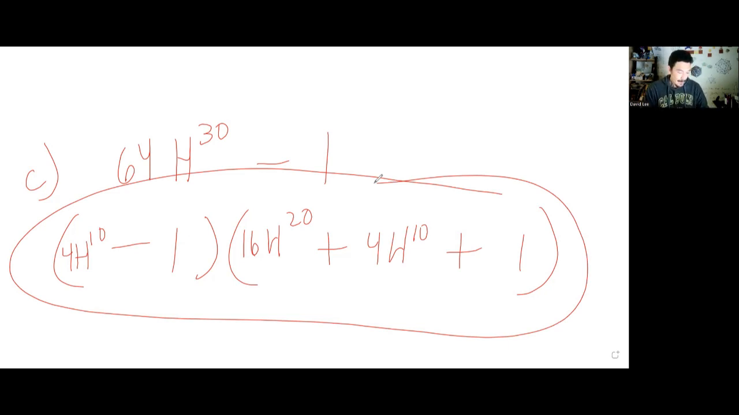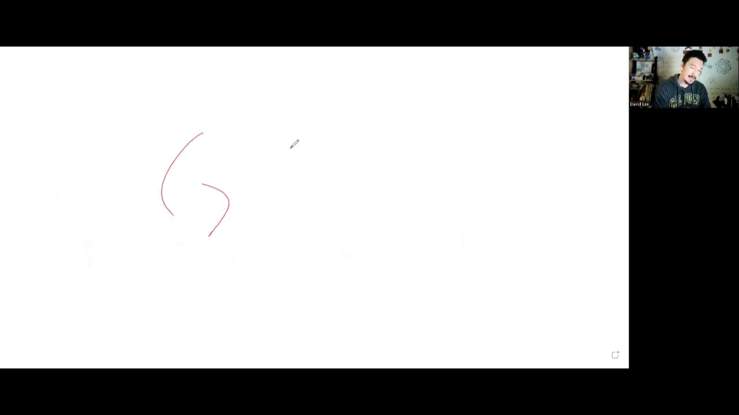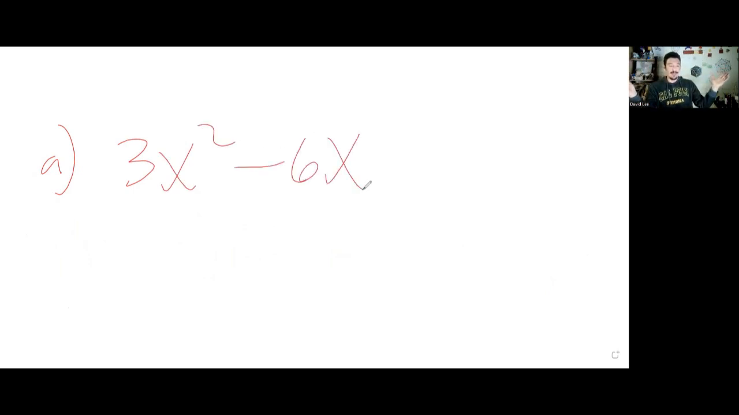Okay. So to finish off this video, let's just quickly focus on factorization with GCF only. Just the greatest common factor. For example, what if you have 3x squared minus 6x? You see that on a quiz or a test, and they ask you to factorize this.